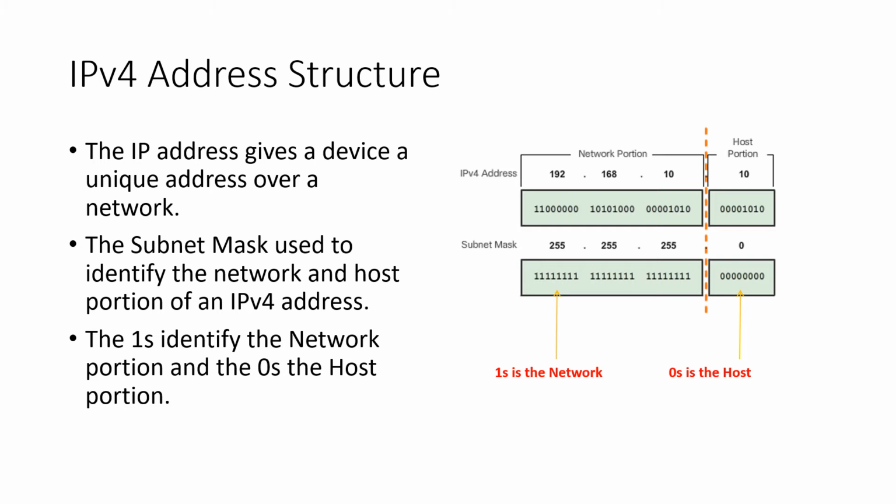So, IPv4 address structure. The IP address gives a device a unique address on a network. The subnet mask is used to identify the network and host portion of an IPv4 address. The ones identify the network portion and the zeros identify the host portion. So this is the network portion and this is the host portion. Same for the subnet: these ones are the network portion, and this is the host portion.